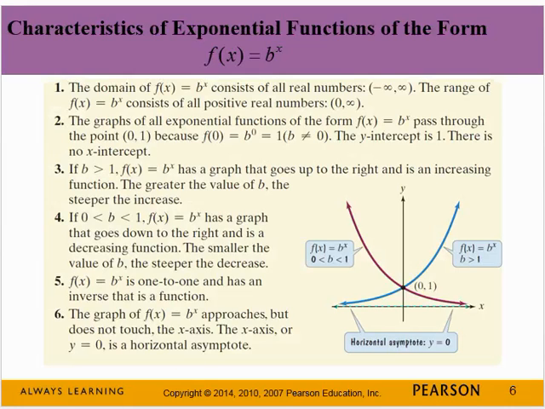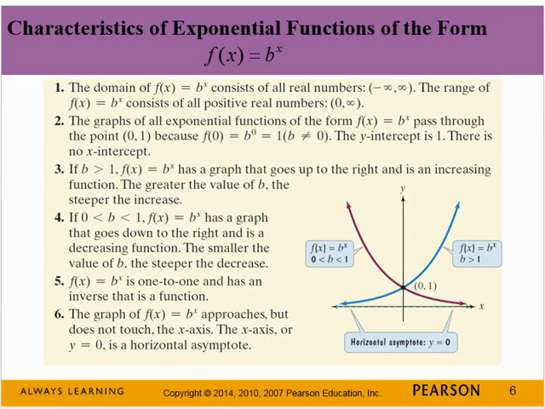So, some characteristics of exponential functions in the form f of x equals b to the x. The domain of f of x equals b to the x is all real numbers, so it's negative infinity to infinity. The range is going to be positive real numbers, 0 to infinity. The graph is going to pass through the point (0, 1), because f of 0 is always going to be 1. No matter what, when you raise something to the 0 power, it equals 1. The y-intercept is 1, and there is no x-intercept. It will never cross your x-axis.